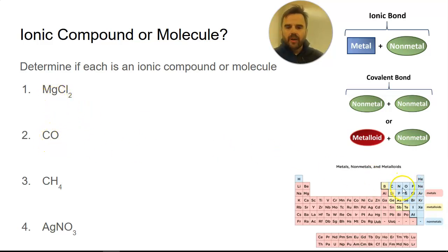C and O, carbon monoxide, that's the stuff that can poison you because it looks like oxygen and can combine with your red blood cells. Carbon is right here, oxygen is right here. Both of them are nonmetals. That is a covalent bond.